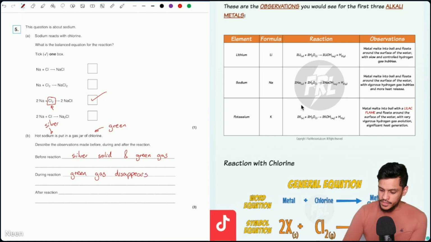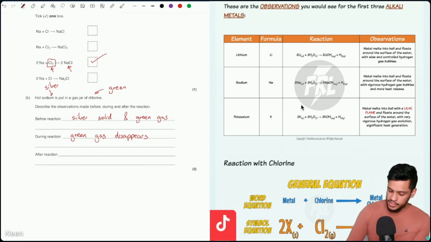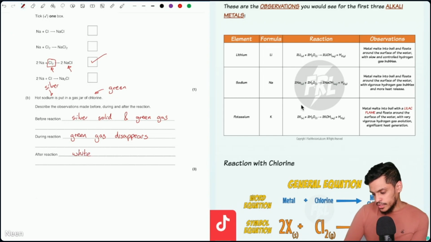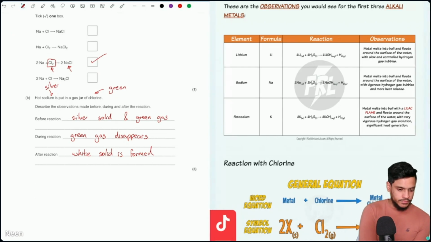And then what you're left with is sodium chloride. And I told you how it looks earlier in the live. I told you it's a white solid. It's salt, isn't it? So a white solid is produced. And that should be good for 3 marks.